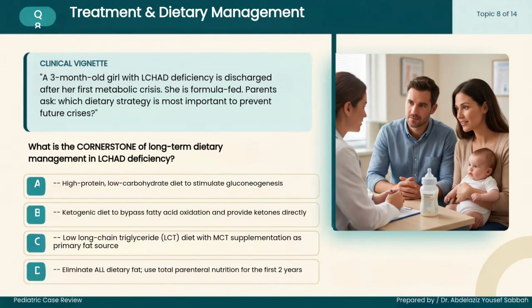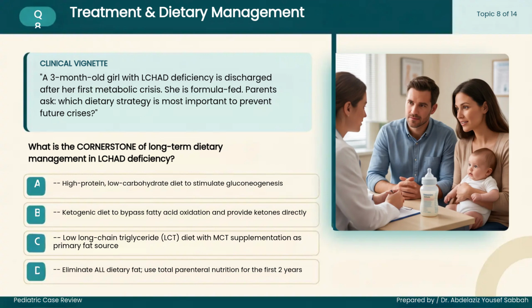Question 8. A 3-month-old girl with LCHAD deficiency is discharged after her first metabolic crisis. She is formula-fed. Her parents ask which dietary strategy is most important to prevent future crises. What is the cornerstone of long-term dietary management in LCHAD deficiency?